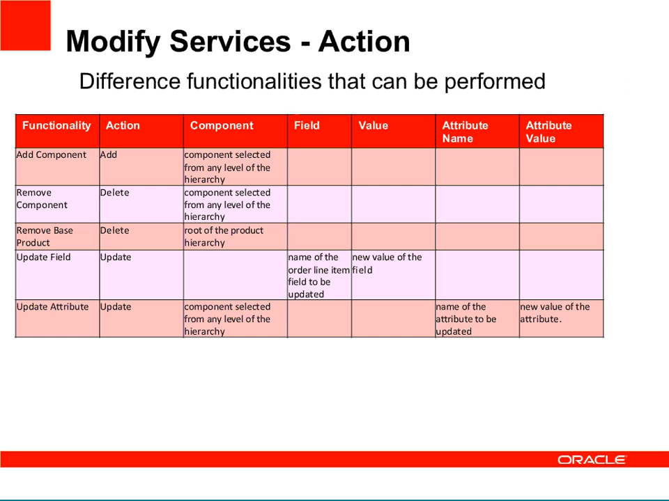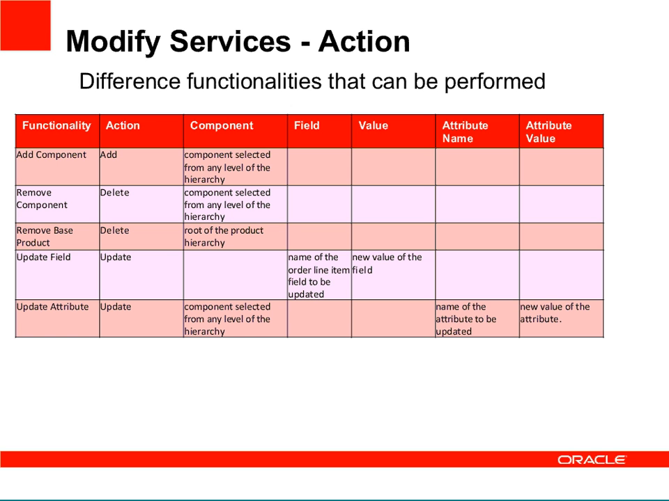Now, let us look at the various modification action scenarios. To add a component, set the action code as add and select the base product. Component can be added by specifying the hierarchical path of the component. To remove a component, set the action code to delete and specify the component to be removed. To remove a base product, set the action code to delete and specify the base product to be deleted.